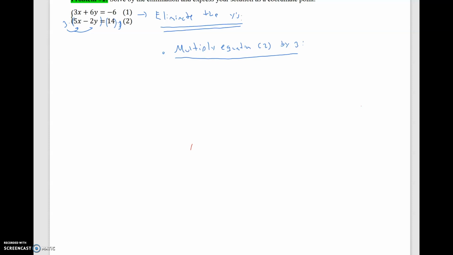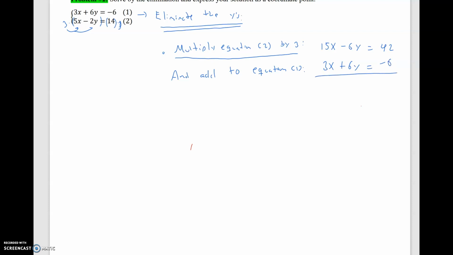The resulting equation is going to be 15x minus 6y is equal to 3 times 14, which is 42. Then add it to equation 1. Now equation 1 remains the same. You have 3x plus 6y is equal to negative 6.